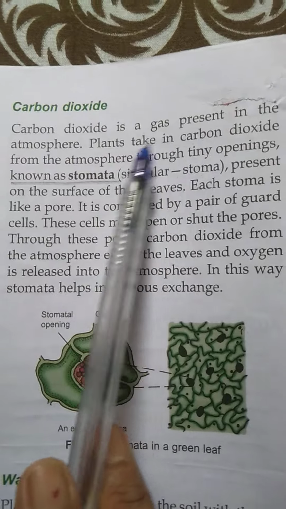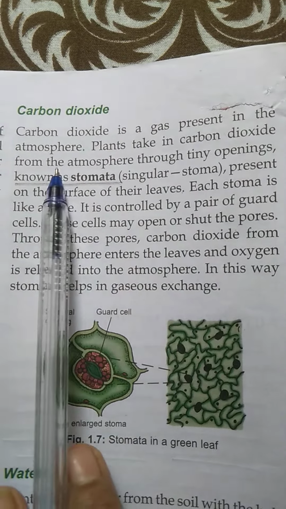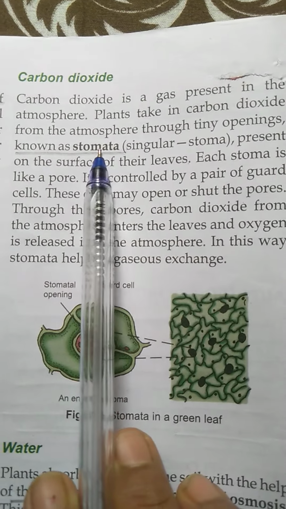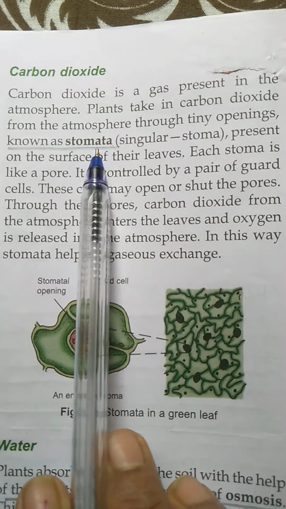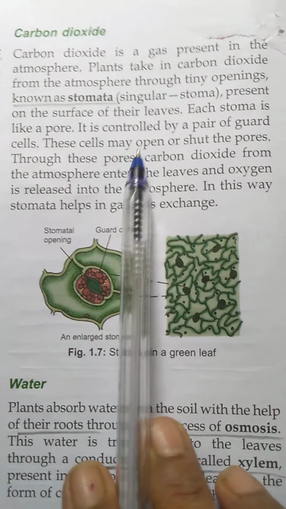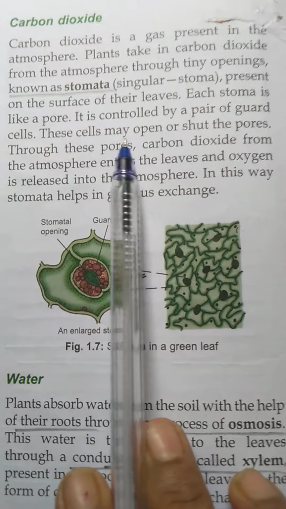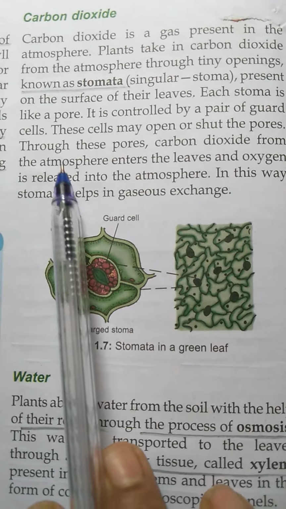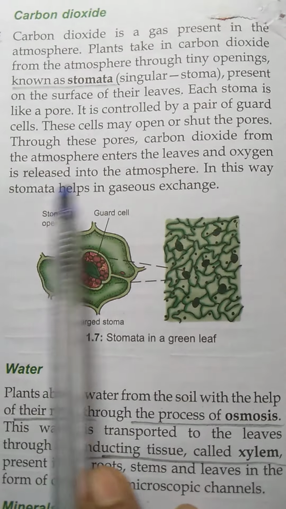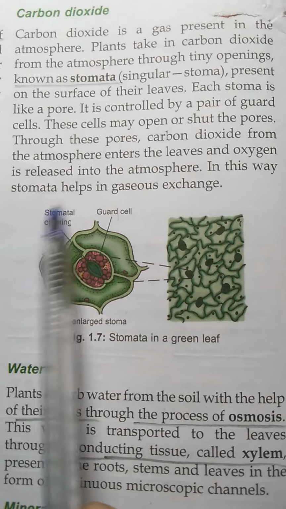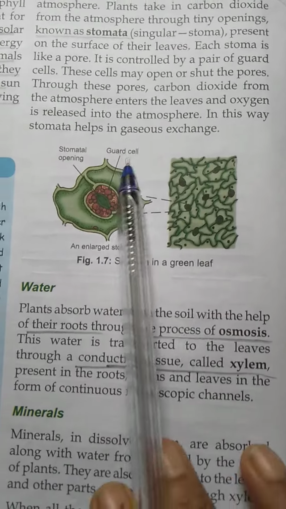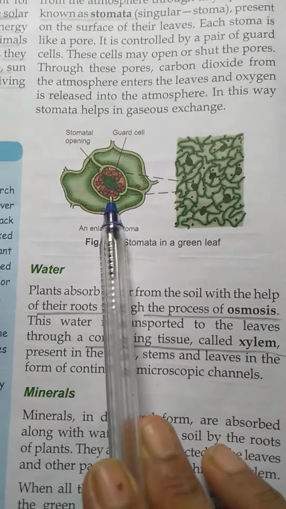Next is carbon dioxide. Carbon dioxide is a gas that is present in the atmosphere. Plants take in carbon dioxide from the atmosphere through tiny openings known as stomata. Sometimes the definition of stomata comes. They are present on the surface of the leaves. Each stoma is like a pore, controlled by a pair of guard cells. These cells may open or shut the pores. Through these pores, carbon dioxide from the atmosphere enters the leaves and oxygen is released into the atmosphere. In this way, stomata help in gaseous exchange. One more question comes, how stomata help in gaseous exchange, and mainly this diagram comes.